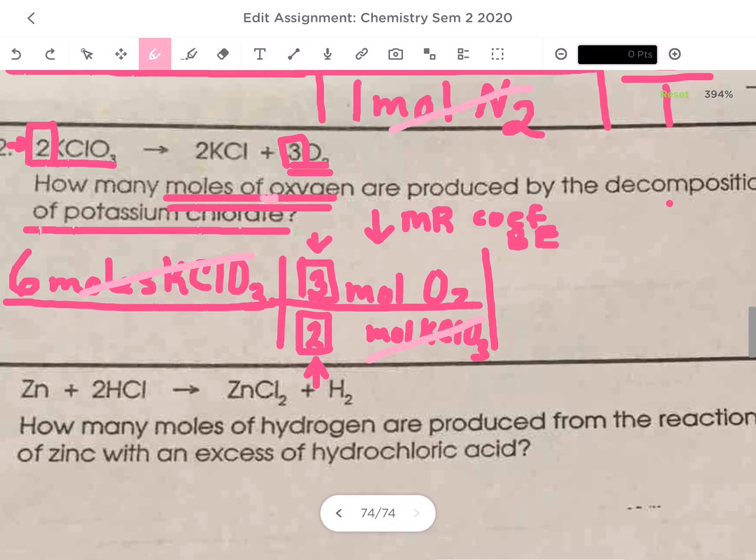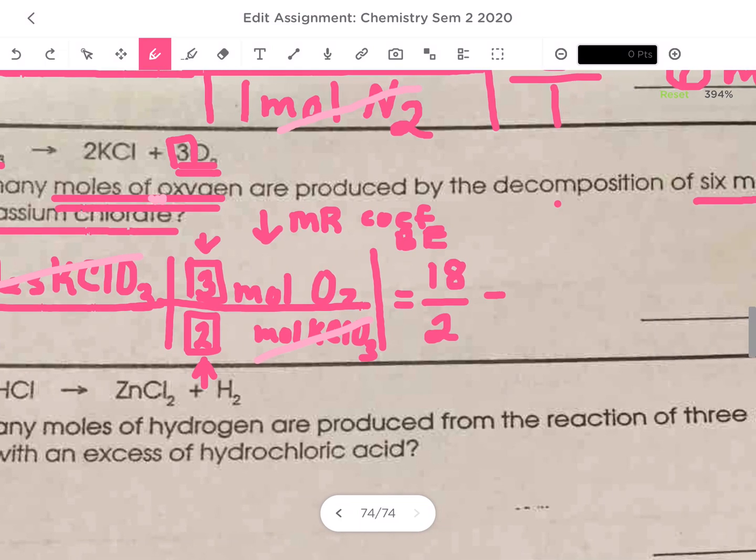So now we can do math magic. And we're going to multiply everything on the top. So 6 times 3 is, oh man, I have to get my calculator. 12 plus another 6, okay, 18. 2 times 1 is 2. 18 divided by 2 is 9.